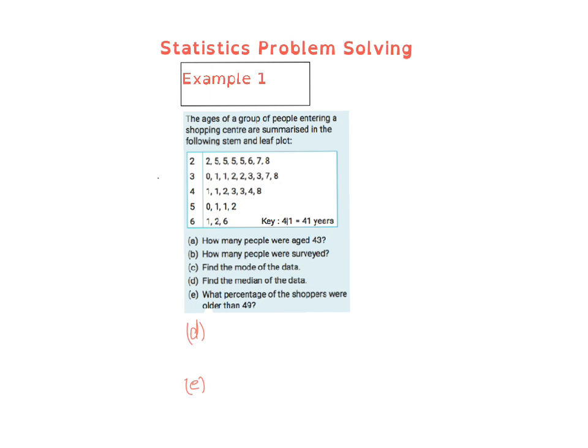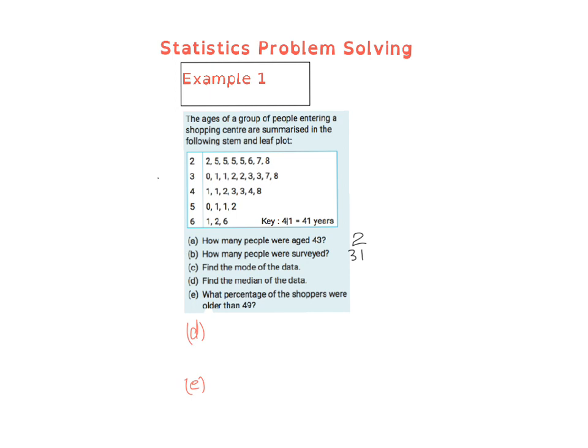The first one says how many people were aged 43, so part A. All we need to do there is go to the graph, go to 4 and see how many people are 43. So there's 1, 2. There's 2 people on this graph that are 43, so that's our first answer. How many people were surveyed? Again, I'm just going to count them off the graph. You can just go 1, 2, 3, 4, 5, all the way down to the bottom, and you should get that there was 31 people surveyed.